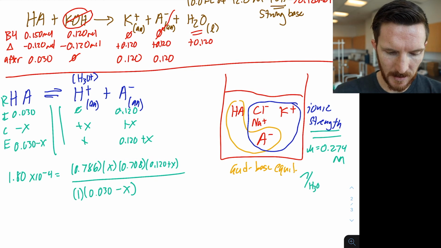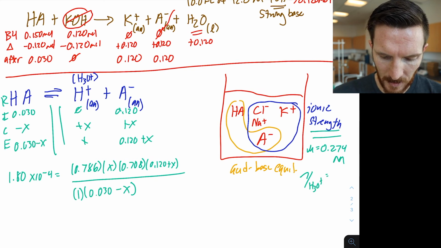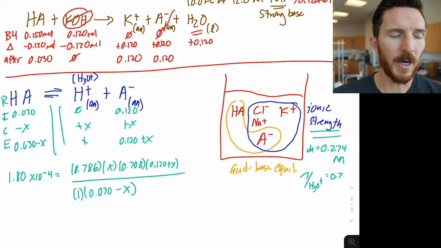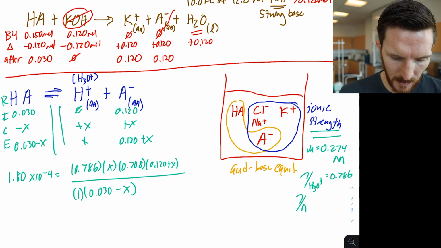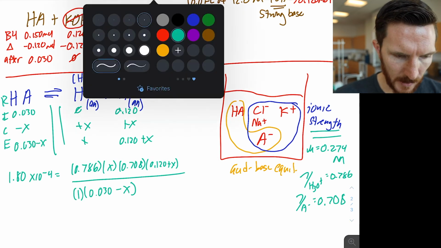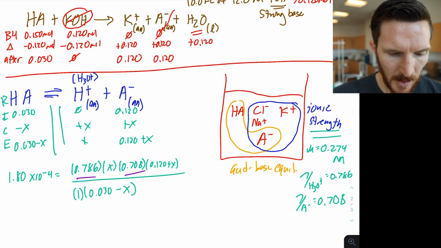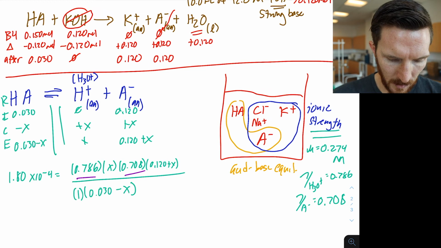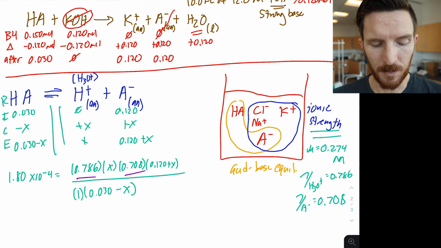And what that does is that's going to influence what our gamma values are. So the gamma value of our H3O+ now is 0.786, and the gamma value of our formate ion is 0.708, which we now have included as part of our equilibrium expression here.